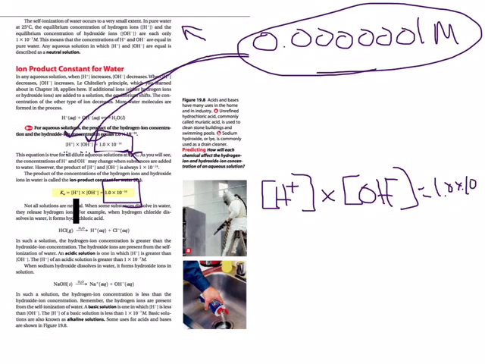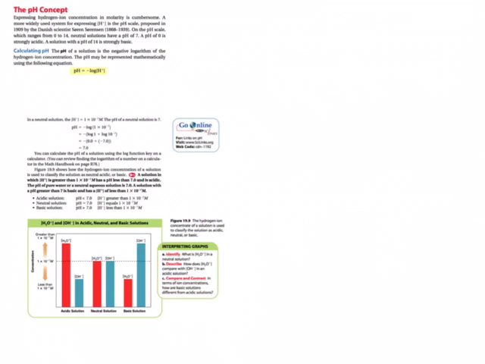Times 10 to the negative 14th. Okay, that's 14, negative 14. And that really should say molar squared. So that allows us to figure either a hydrogen or hydronium ion concentration or a hydroxide ion concentration if given the other. That is very, very important.